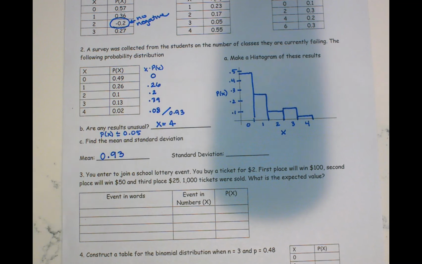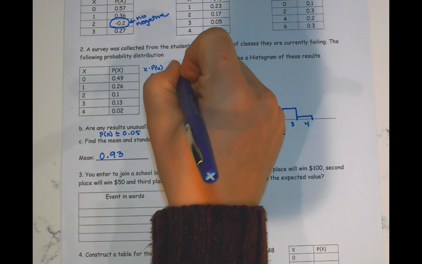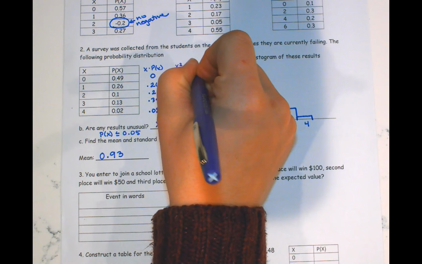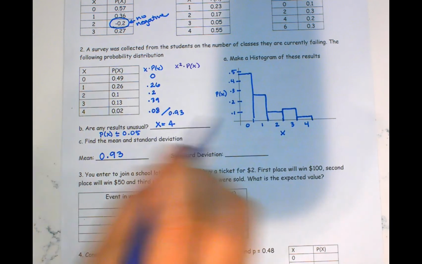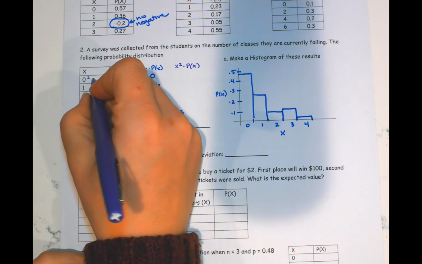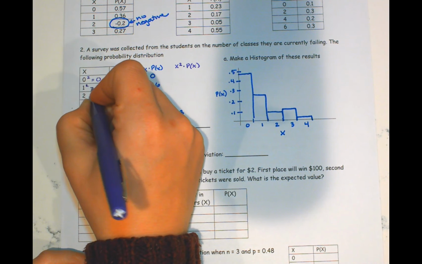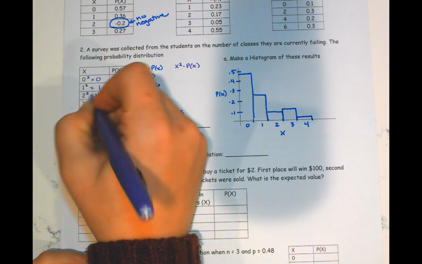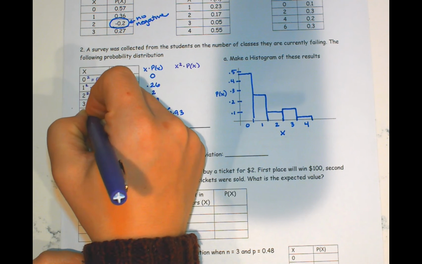So my standard deviation is a little bit different. There's a couple more steps to it. It starts by doing x squared times p of x. So we're going to square these and multiply. So 0 squared is just 0. 1 squared is 1. 2 squared is 4. 3 squared is 9. 4 squared is 16.